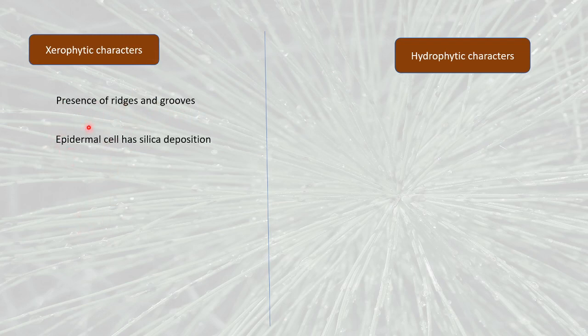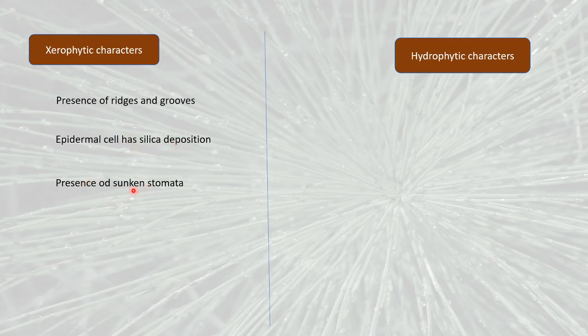Then the epidermal cell has silica deposition. So as I told, because of the deposition of silica, the surface of the stem looks very rough. It looks like a xerophytic character, and because of silica deposition it has good support available.